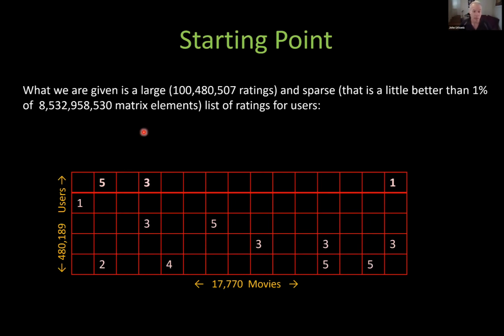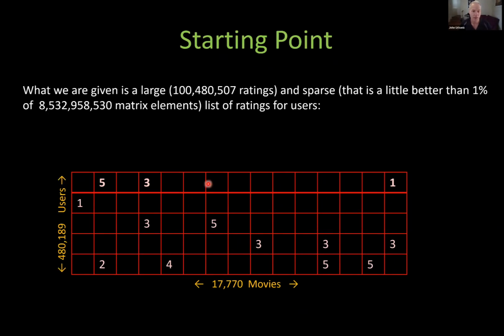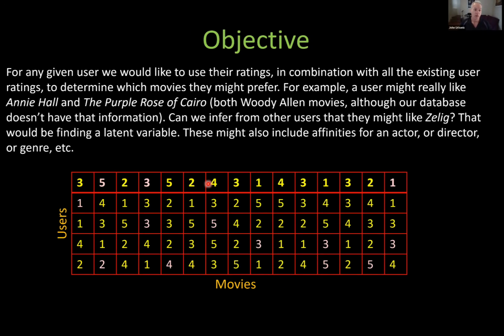Now, what we'd like to be able to do, though, is to project for any given user what they would think of a movie they haven't seen. So we'd like to fill in this matrix so that for any given user, we can go down here and say, oh, this movie here, we think you'd give it a 2-star rating. You wouldn't like that very much, but this one you'd like. So this is what we're doing. We're starting with this, and we want to end up with this.